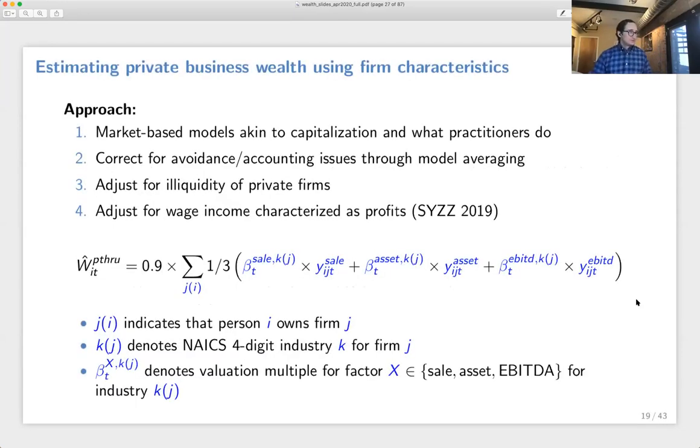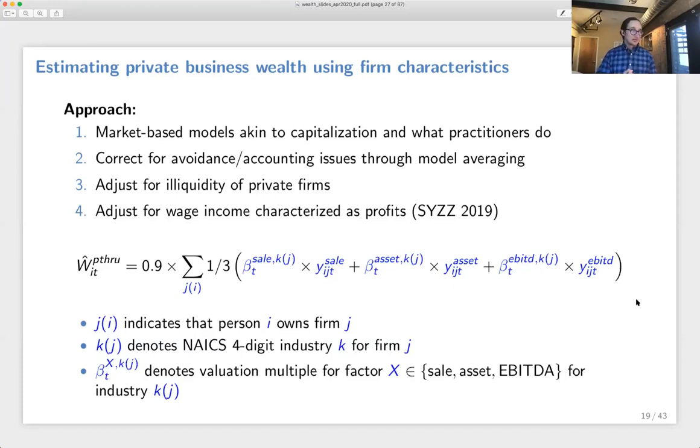So our model is going to be taking the average of basically a sales-based multiple, an asset-based multiple, and a cash flow, EBITDA-style multiple. We're going to have the ability to do this for every pass-through business and then link them back to their owners using the information returns available for pass-through businesses, and then adjust for ownership shares based on that owner's share of distributions, okay?